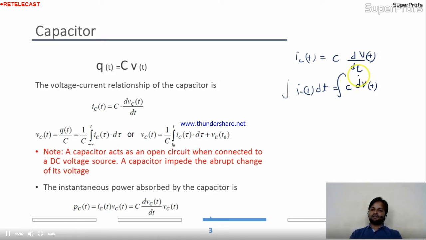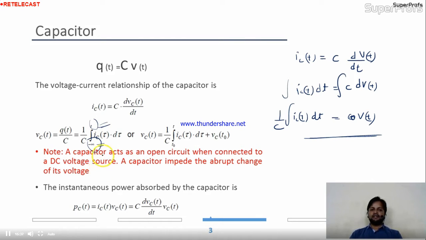So this d and this integration will cancel out, and I get V(t), and this is the integration of i(t) dt. This C you can take over here. So V(t) is nothing but 1 by C times the integral from t naught to t. Here I'll take minus infinity to t, where t is the present time and minus infinity is the initial time.